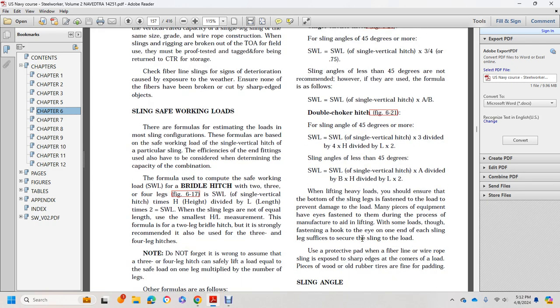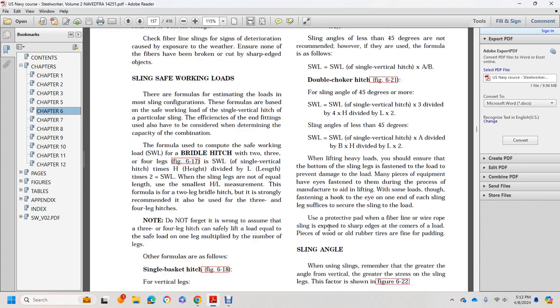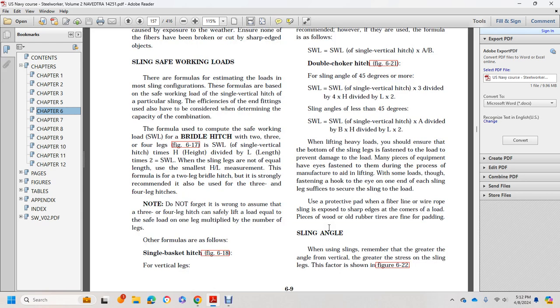When lifting a heavy load, be sure to fasten the bottom of the sling to the load to prevent damage to the load or the bottom piece of the equipment. The eyes are fastened during the process of manufacture. When lifting, the load should be secured by fastening a hook or eye to one end of each sling, enough to secure the sling to the load. Use protective pads, such as fiber line or wire rope, to cover the sharp edges and corners of the load. Pieces of wood or old rubber tires can be used as padding.